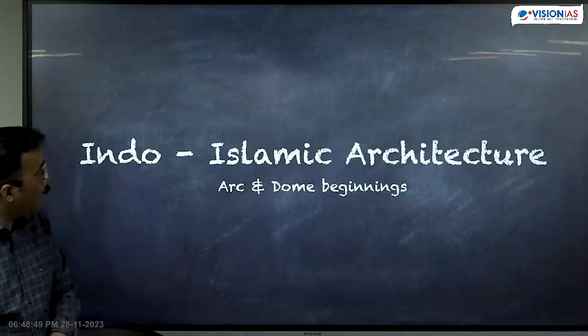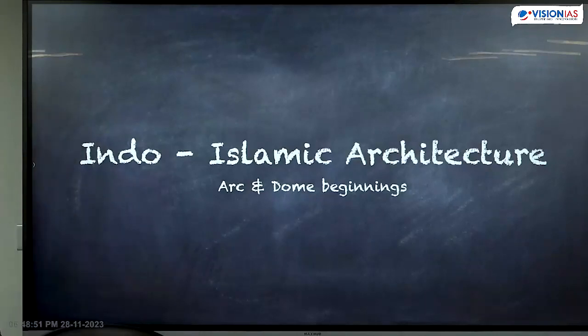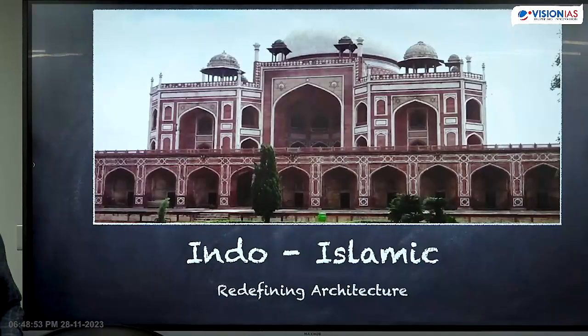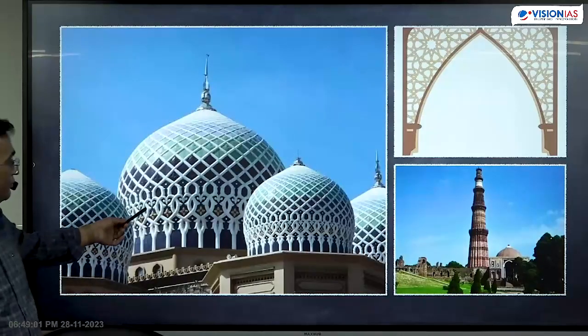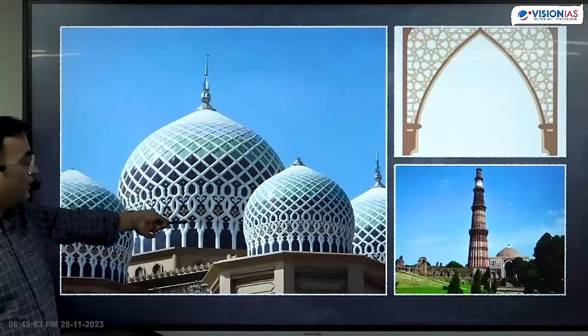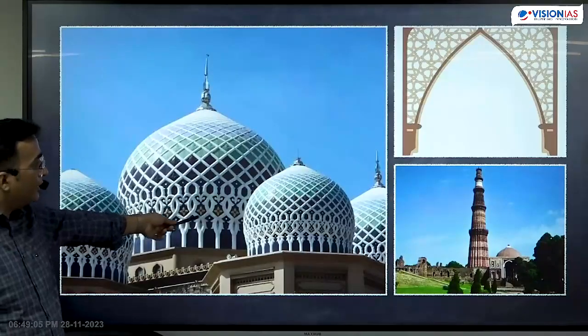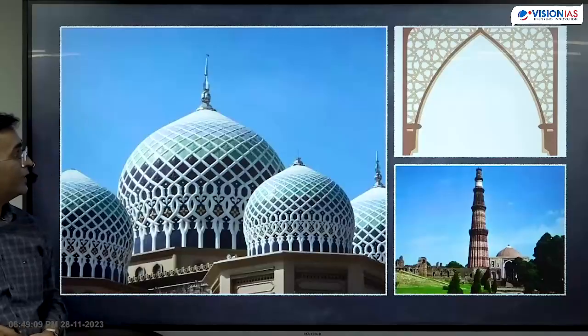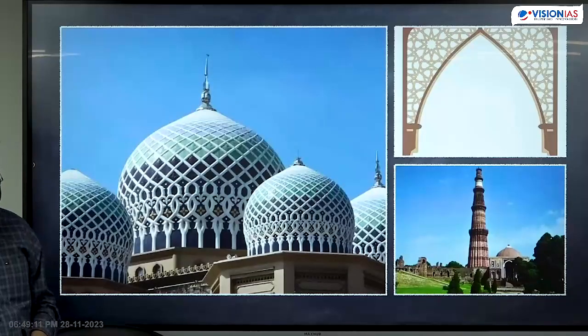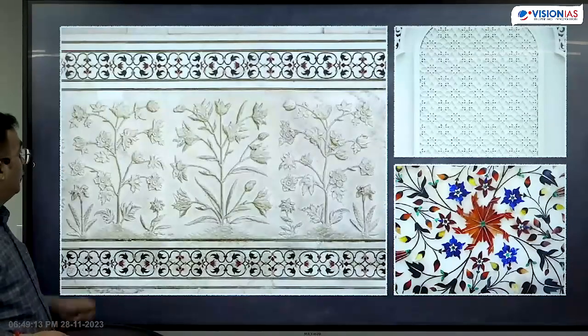Indo-Islamic architecture. So this is actually Humayun's tomb. I have kept it at front. Now from here on, just understand. These examples are not from India. This is the dome example, okay, that is how the domes were created. Qutub Minar is obviously from India, and that's how the arches were created. So true arches were created. Then further example. What is this? You tell me.